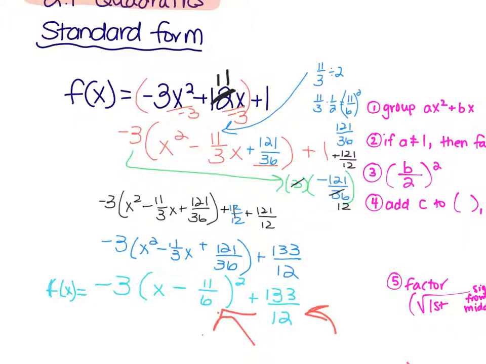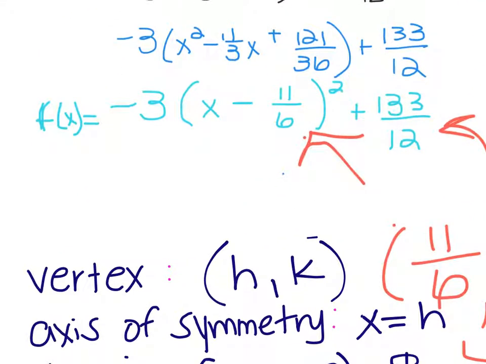The x-intercept, you're either going to take this function, like the teal one, subtract the negative 133 over 12, divide both sides by negative 3, and then use the even root property. Or you could use the quadratic formula from your initial one, or, best case scenario, it's factorable, and you could do that one.